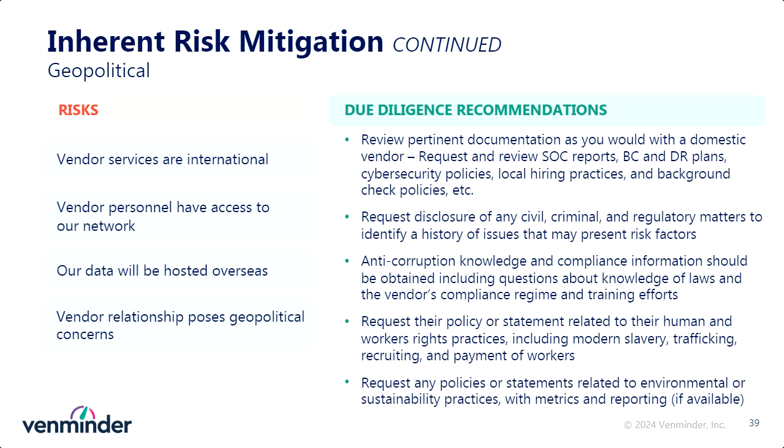Other due diligence you may want to review are disclosures of any civil, criminal, and regulatory matters, and evidence that the vendor has knowledge and compliance with anti-corruption laws and other relevant regulations. You might also want to consider requesting policies or statements related to workers' rights and modern slavery, and any environmental and sustainability practices, including metrics and reporting.